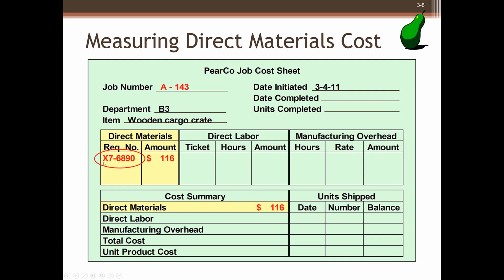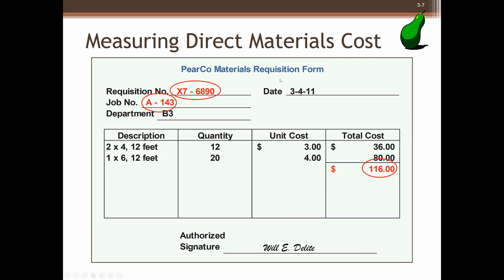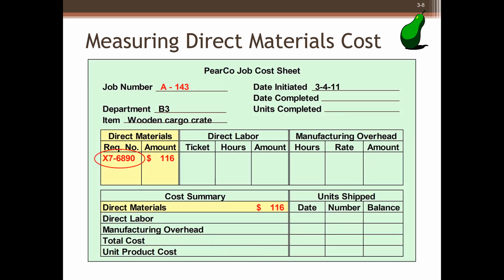Requisition number here, X7-6890, refers to the number on the materials requisition form. You can see here, those two numbers are the same, consistent. So from the job cost sheet, if you want to know details of direct materials, you can refer this requisition number back to the materials requisition form to get details. Then on the summary section, we recognize direct materials total cost here, $116.